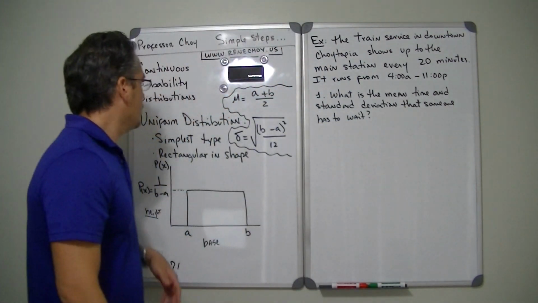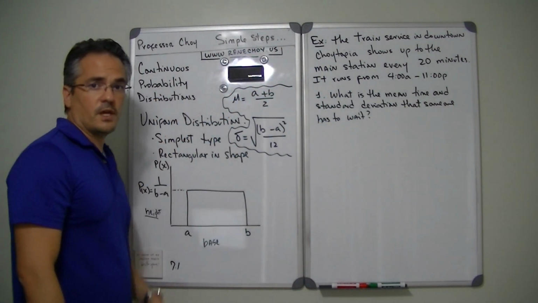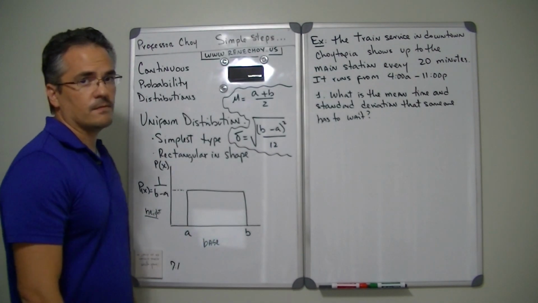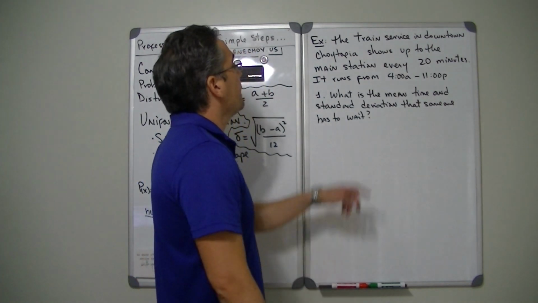What we're going to do now is go through an exercise to calculate probabilities for uniform probability distributions. We're going to start with the simplest stuff, which is basically calculating the mean and the standard deviation. So let's work on this example.